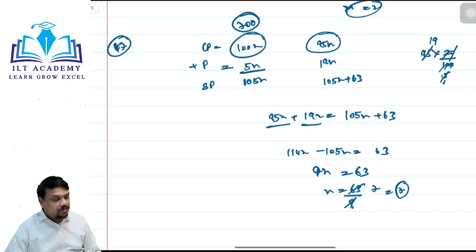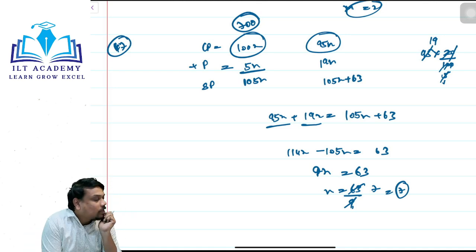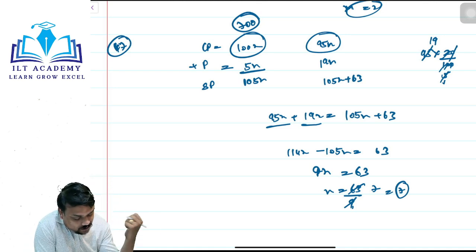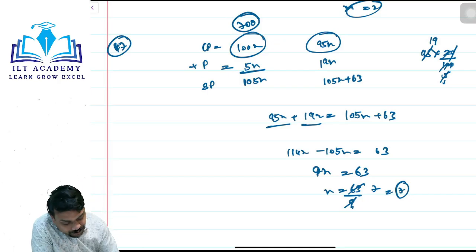Any doubts? Clear? Calculation should be very much clear. Okay. 100x plus 5x, 105x हो गया था. 100 minus 5, 95x, and 95 का 20%, 19x हो गया, and 105x plus 63 is the new equation. Got it?